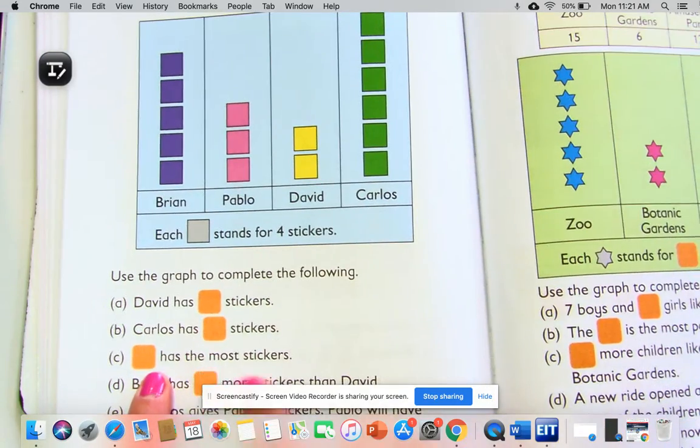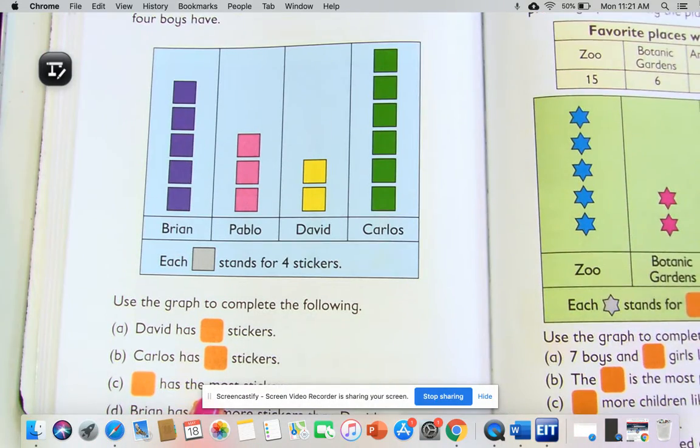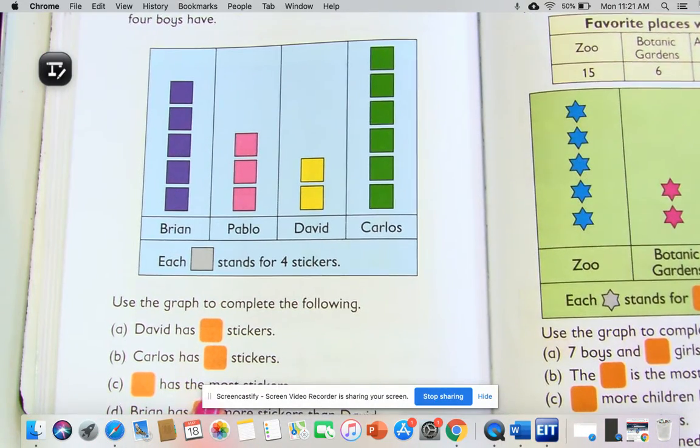Blank has the most stickers. Who has the most? It's Carlos. His bar is the tallest.